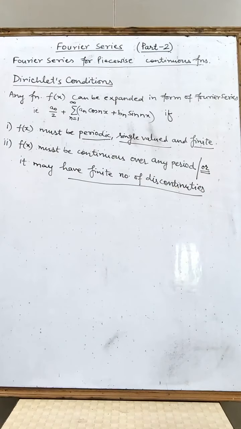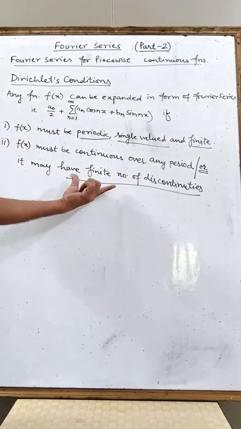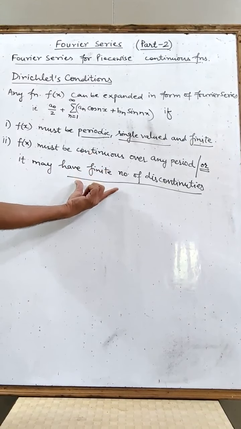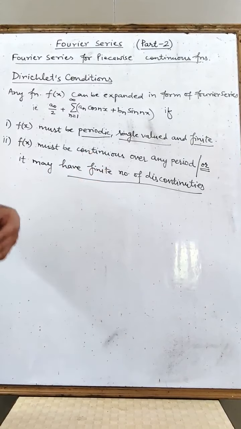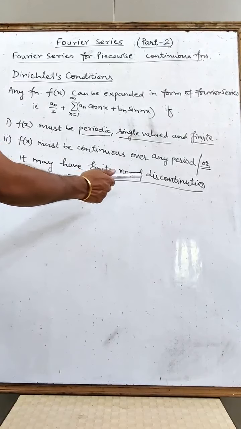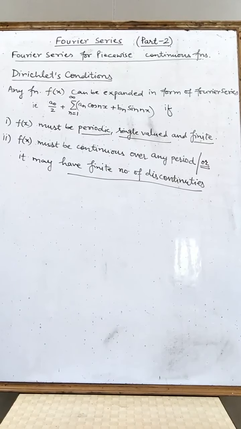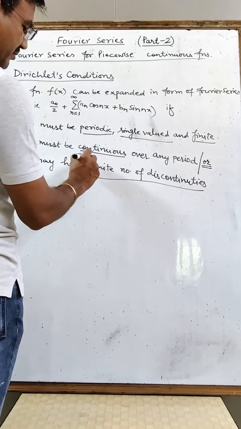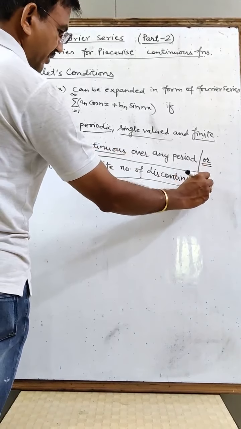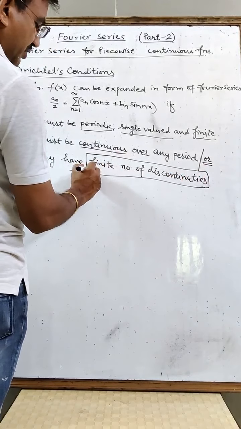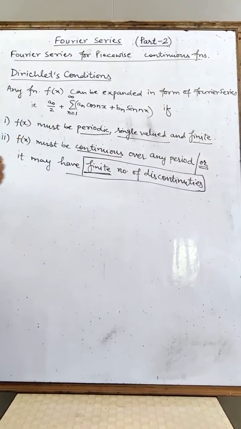Either the function is continuous or it must be piecewise continuous. Piecewise continuous means that there must be some finite number of discontinuities. And if there are infinite number of discontinuities, then we cannot find the Fourier series expansion of that function over that period. So, either it is continuous, or if it is not continuous throughout, then the number of discontinuities must be finite.